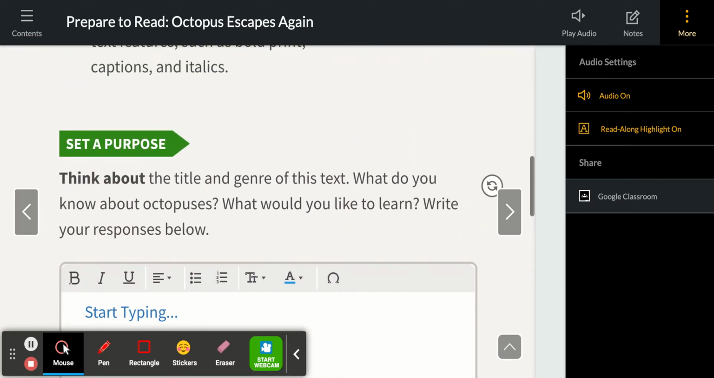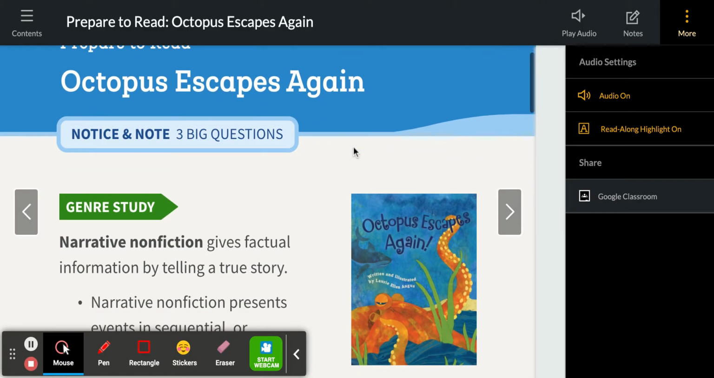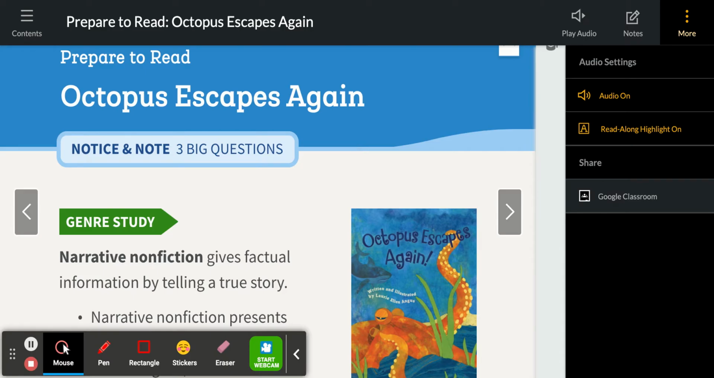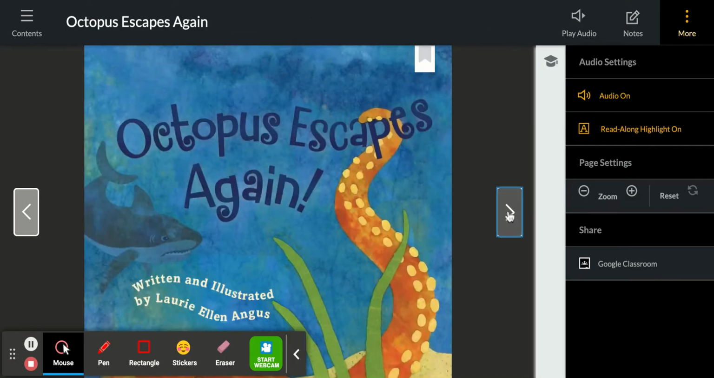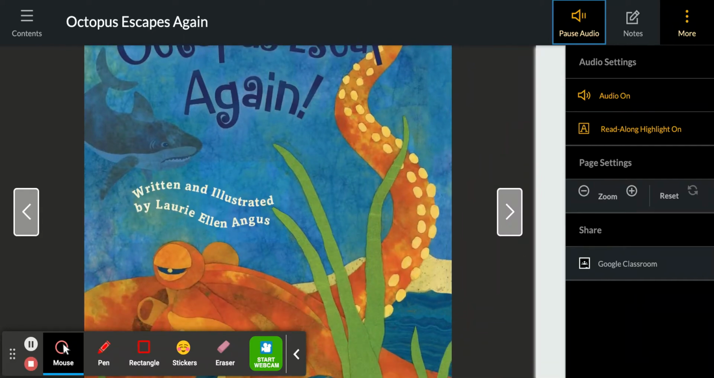Okay, so we're going to go ahead and we are going to read this story. Octopus Escapes Again. Let's see here. I'm hoping you'll be able to see these pages as we go through, but we're going to see. Okay. Octopus Escapes Again. Written and illustrated by Laurie Ellen Angus.